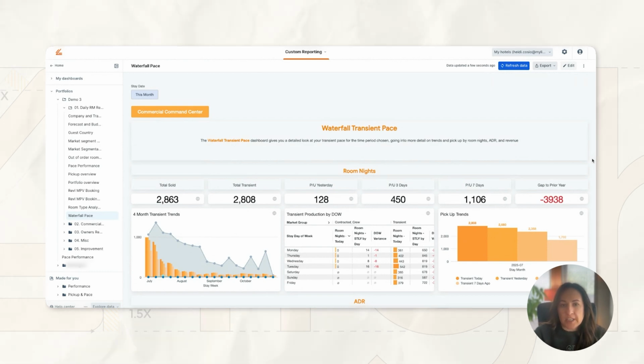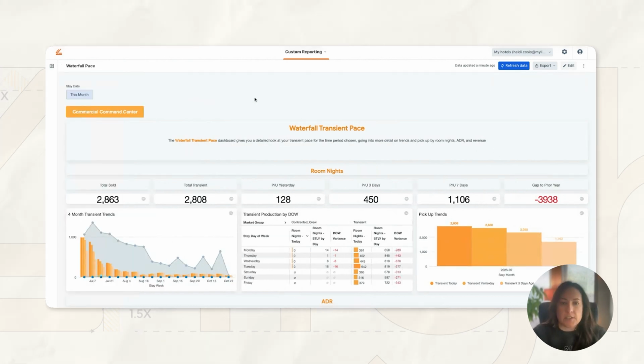So the first one we want to look at here is called the Waterfall Transient Pace, and you can find this in two ways. First would be if you were in the Commercial Command Center, it is the first allocation in buttons on the top left corner called Waterfall Pace. You can also find this by navigating to My Portfolio under Demo in One Daily RM Reporting called Waterfall Pace there at the bottom of the list.